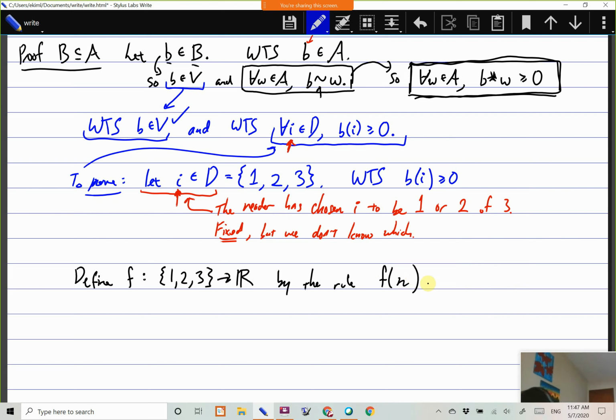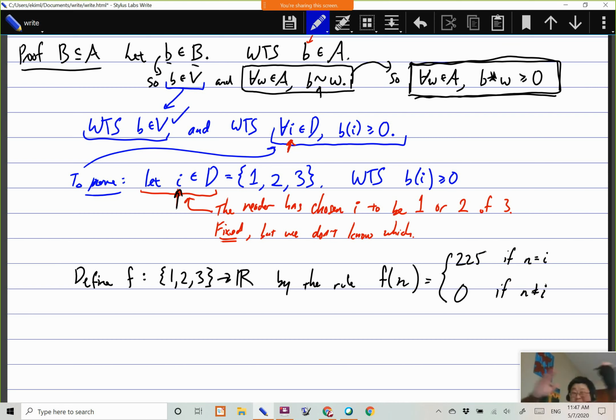So f of n, piecewise, is going to be, I just picked a number, 225. It's a good number, right? If n is equal to I. So if the input is the number that the reader picked earlier, so if the reader picked 2, then I'm saying f of 2 will have output 225. Otherwise, all the other outputs are going to be 0.